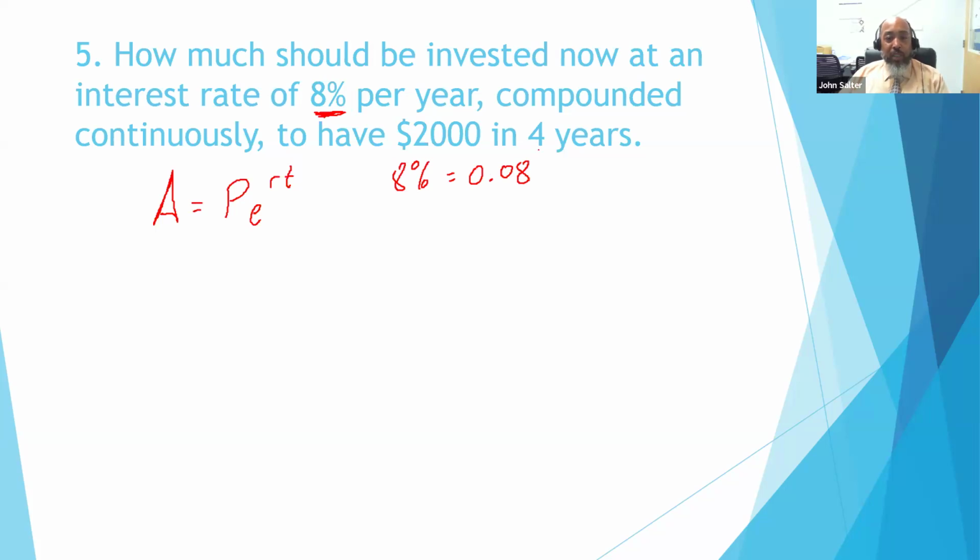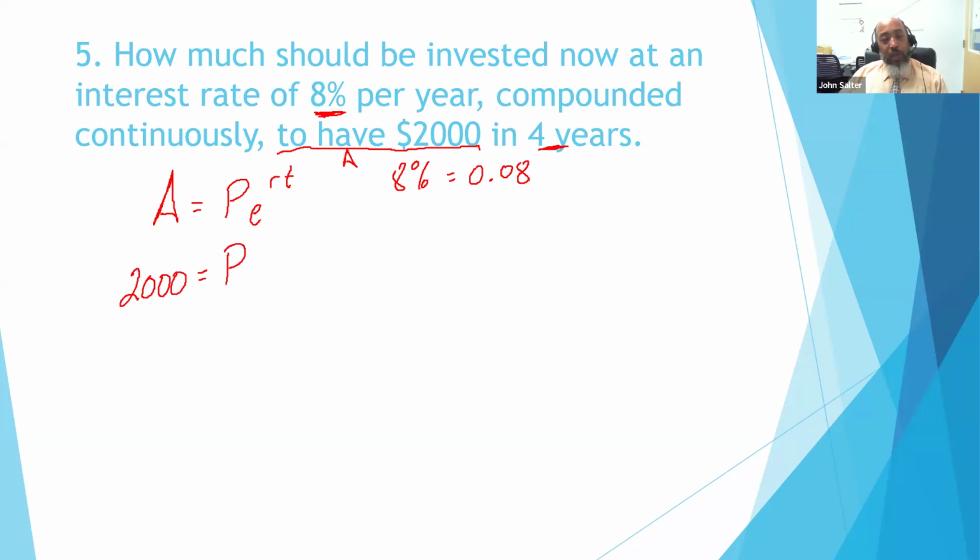My time in years is 4. And I want to have $2,000, which means I don't have it now. So that's going to be my A value. So I'm plugging everything I know. I know 2,000 is my A value. I don't know how much I'm investing, my principal amount.